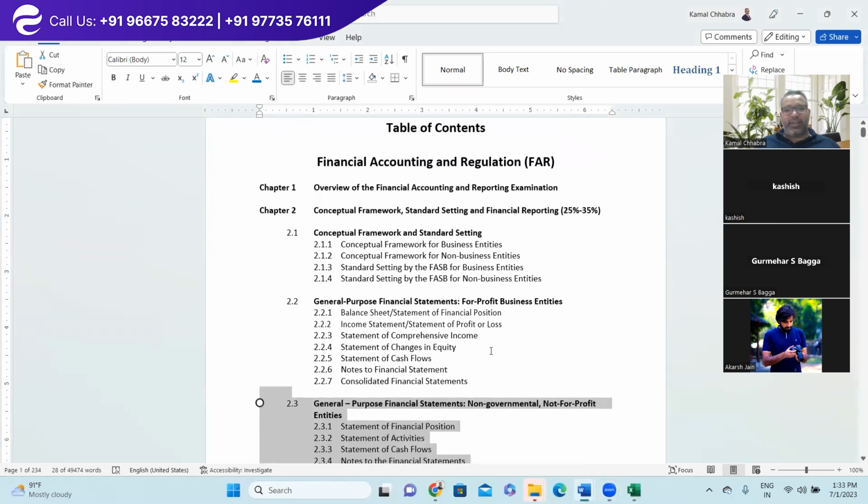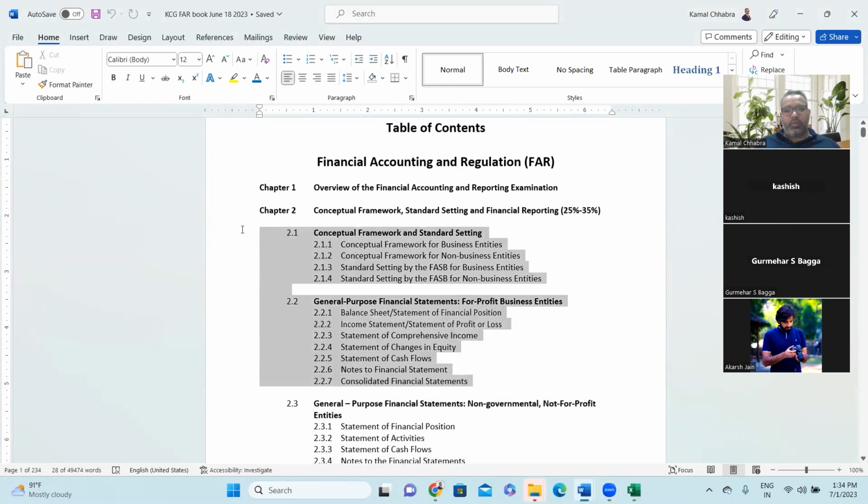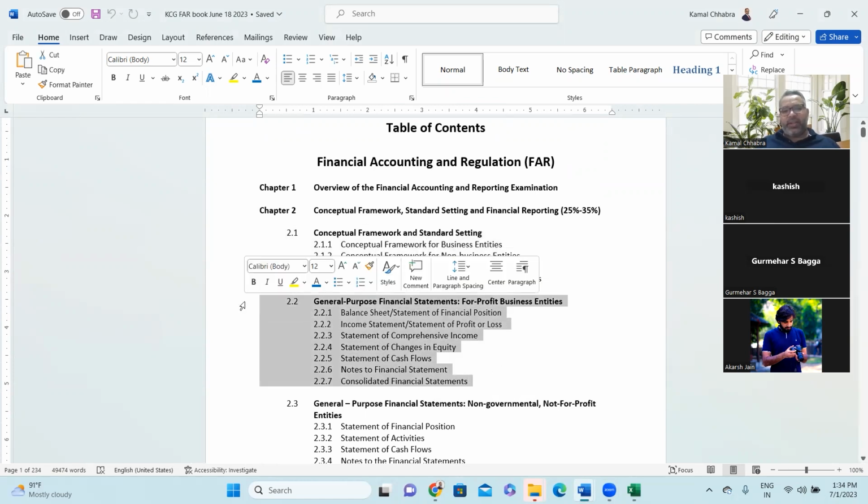Yeah. So what I'm saying, in chapter 2, these two are the bigger topics, which is conceptual framework. It is more of what is the business entity, non-business entity, FASB. It's more of what we discussed in the very first class. Then the second topic is your balance sheet, income statement, cash flow statement, comprehensive income, change in equity, notes to accounts, consolidated. This is 100% the same as what you are studying in the GM financial statement or Microsoft financial statement, which each time I'll keep referring you to.